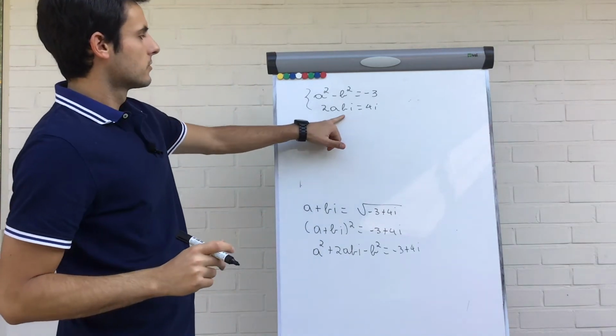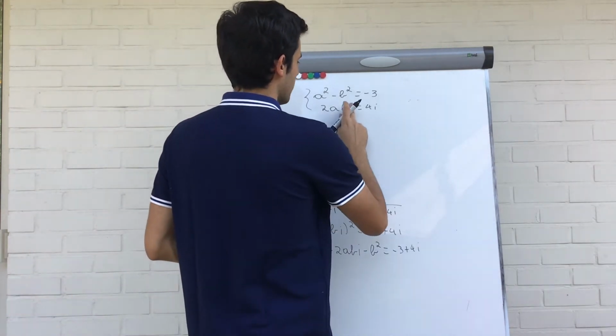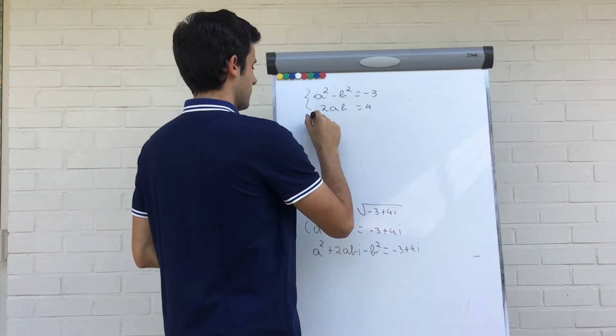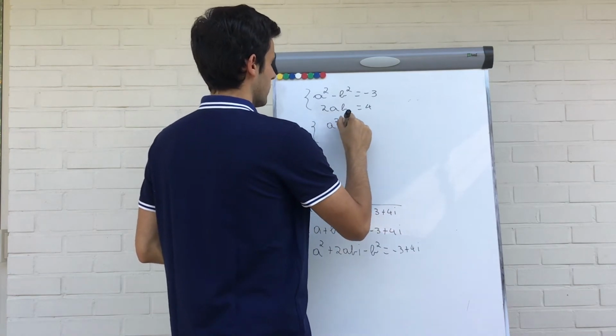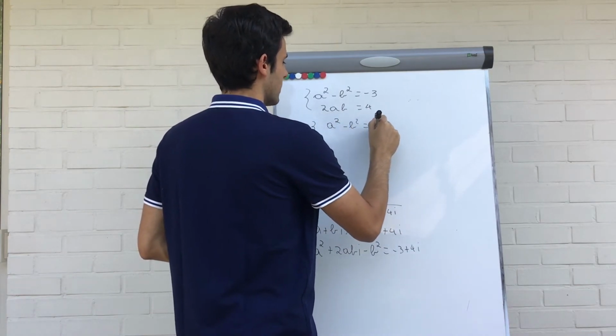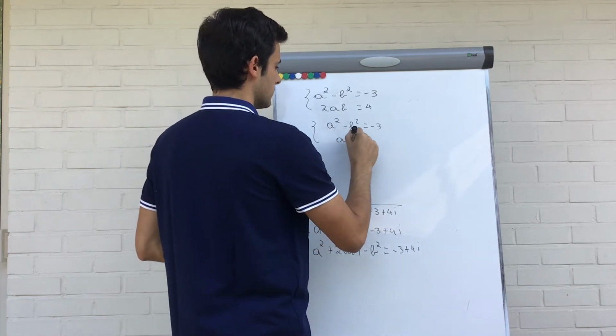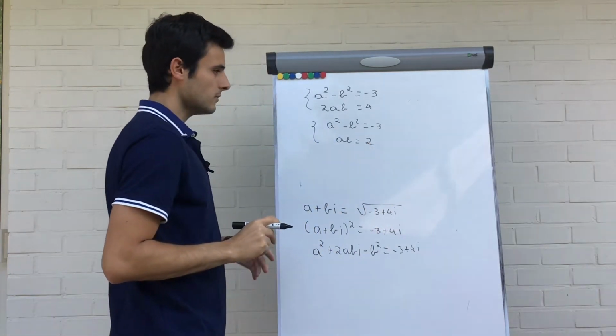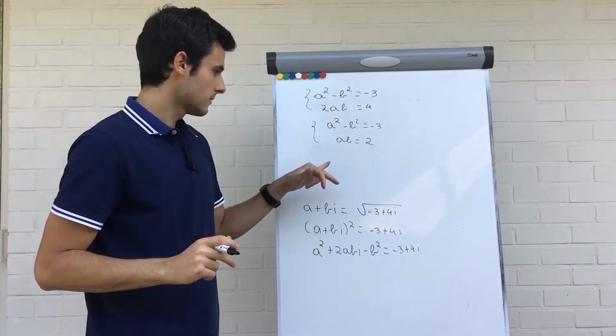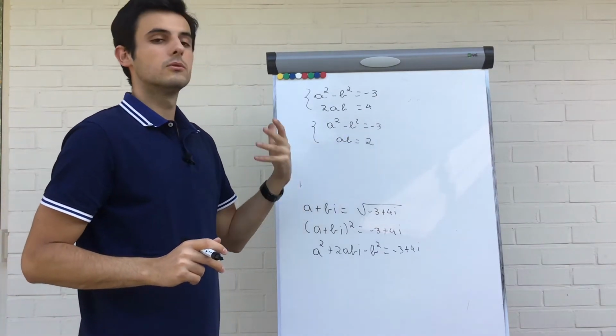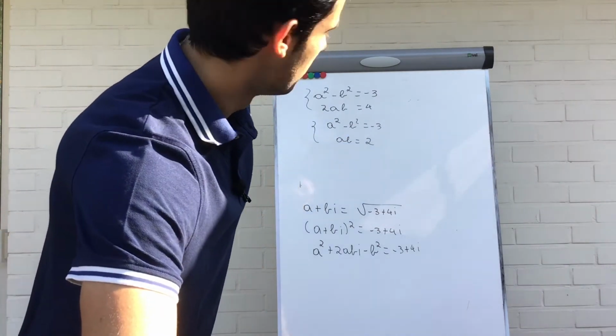Now we can remove here some things. We can divide by 2 and we can remove the i. So we get a to the power of 2 minus b to the power of 2 is equal to minus 3. And we get ab is equal to 2. Now we can use the substitution method. So we can say b is equal to 2 divided by a.